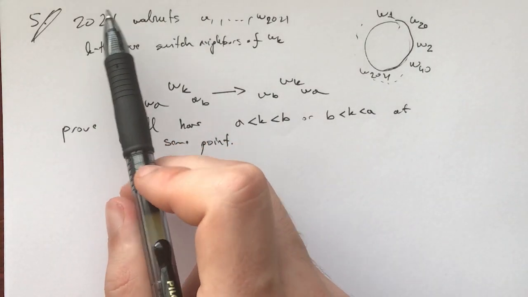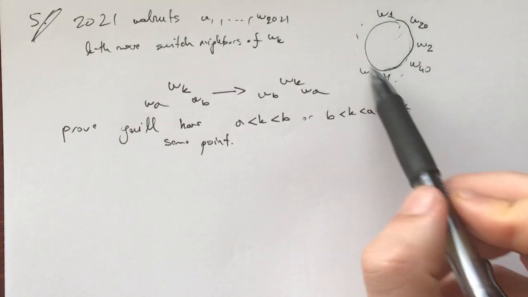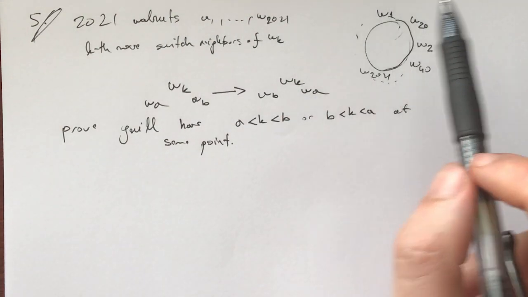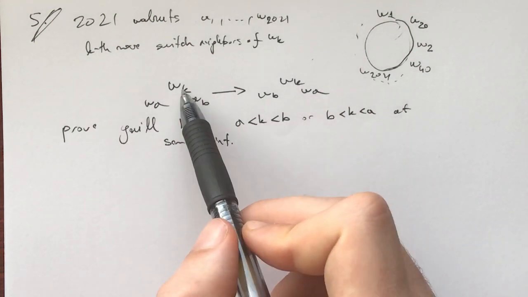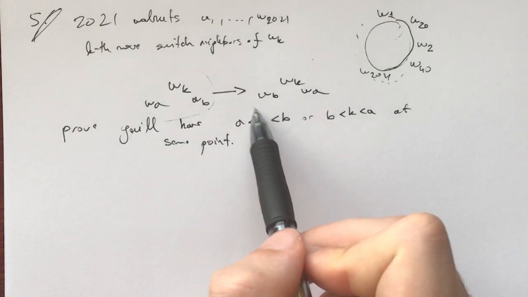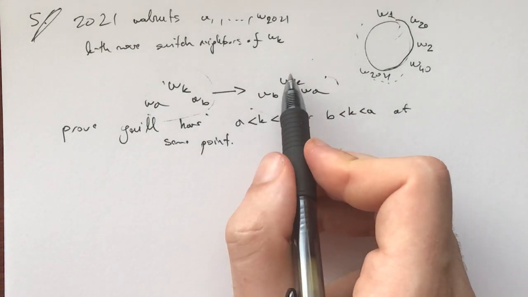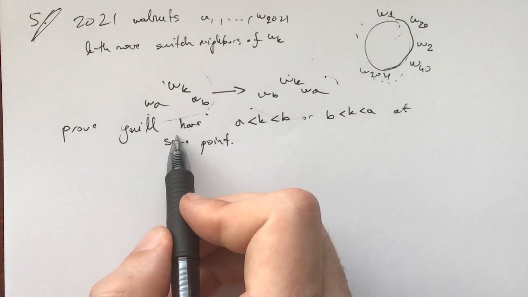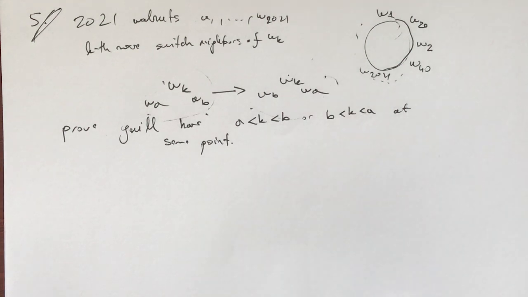So this is what we have. We have 2021 walnuts, W1 through W2021. They are on a circle in some random fashion. And on the kth move, we switch the neighbors of the walnut k. So if we have this, we will have this later. So WA, WK, WB will become WB, WK, WA. And we must prove that at some point we'll have A less than K less than B or B less than K less than A.